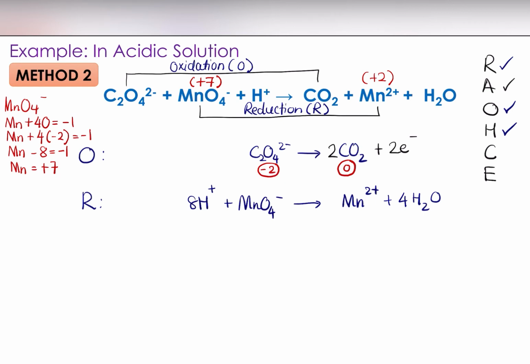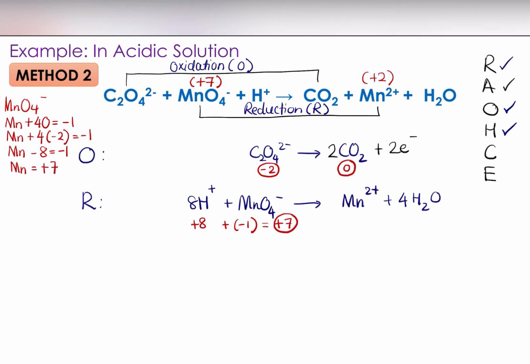Next one, charge for reduction. So one by one, we go one by one. Each species, for 8H plus, we have plus but must multiply by 8 in front, so it will be positive 8. And then plus we have MnO4 minus, the charge is negative 1. So I will put negative 1.